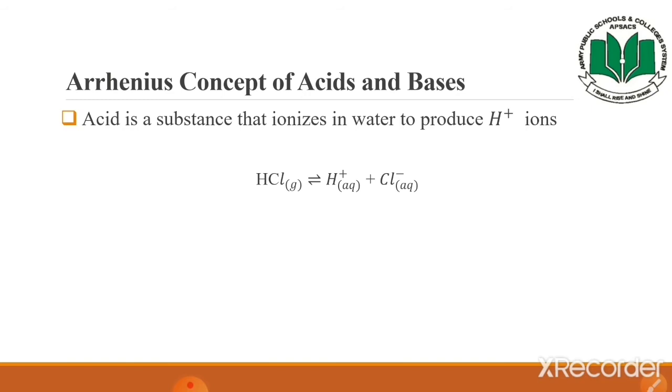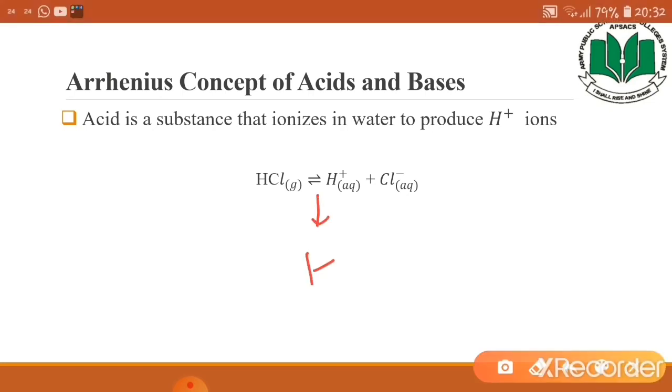Here we had an example in which hydrochloric acid, when dissolved in water, results in the formation of hydrogen ion and chloride ion. Now, the increased concentration of hydrogen ion in the aqueous solution proved that HCl is an acid.